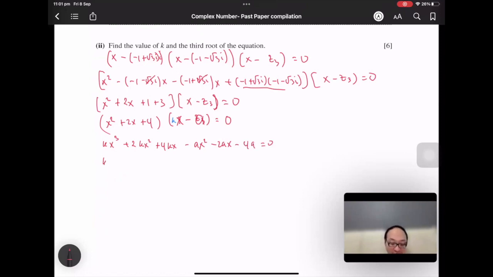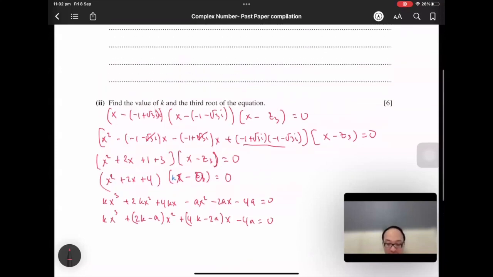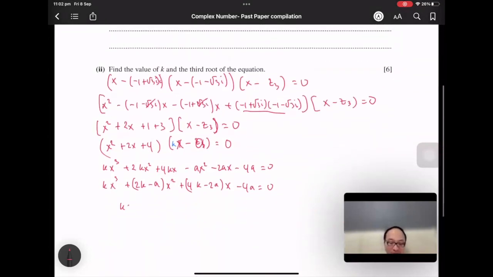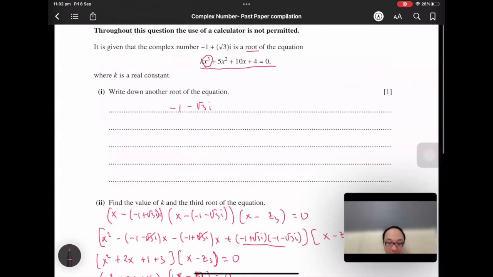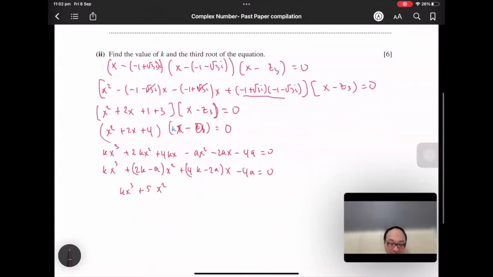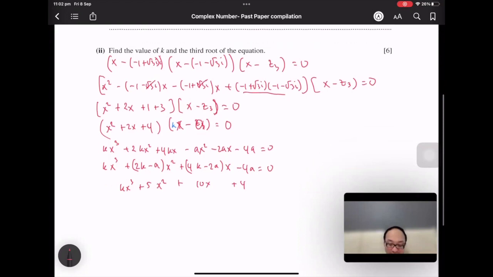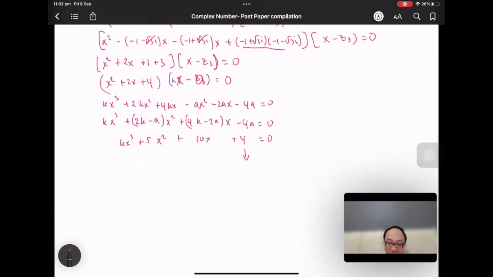So I can combine kx cubed and then plus (2k minus a) x squared plus (4k minus 2a) x minus 4a equals to 0. So from here we can see that this should be equals to kx cubed plus 5x squared plus 10x plus 4 equals to 0. So from here we can say that a equals to -1.